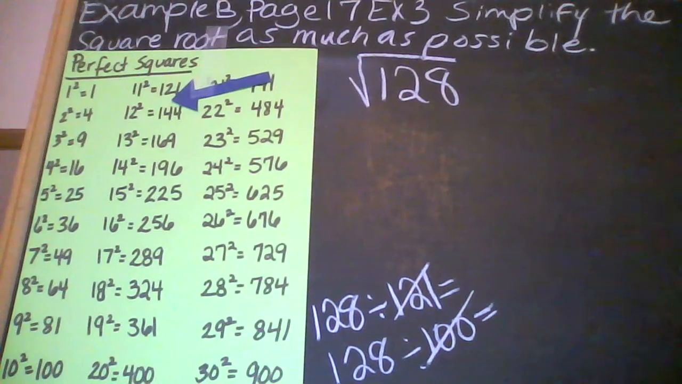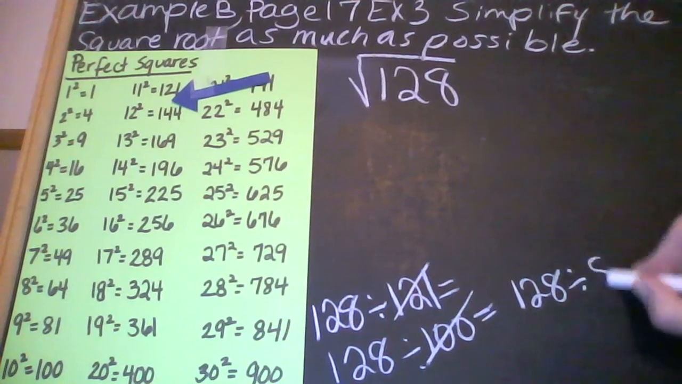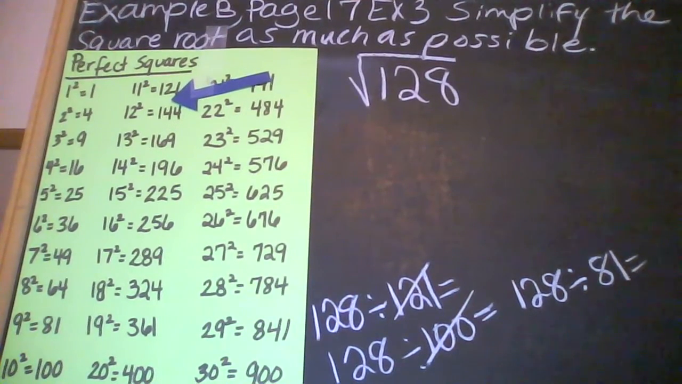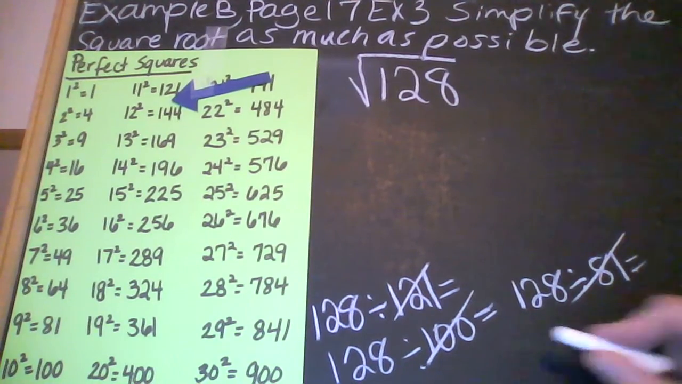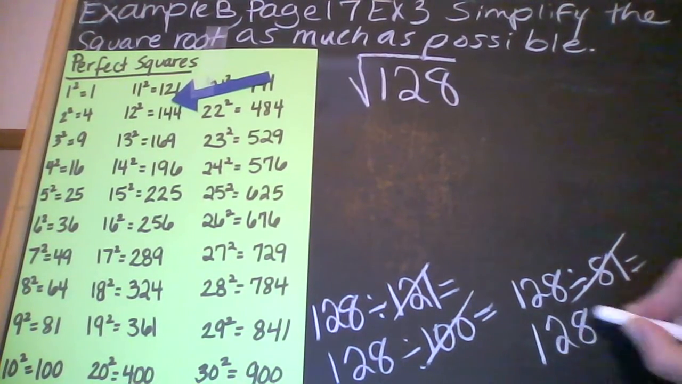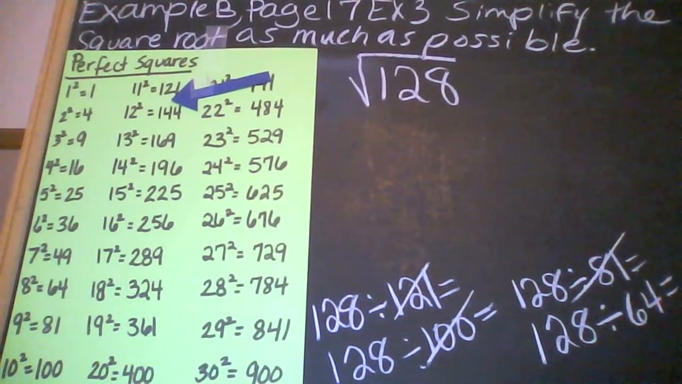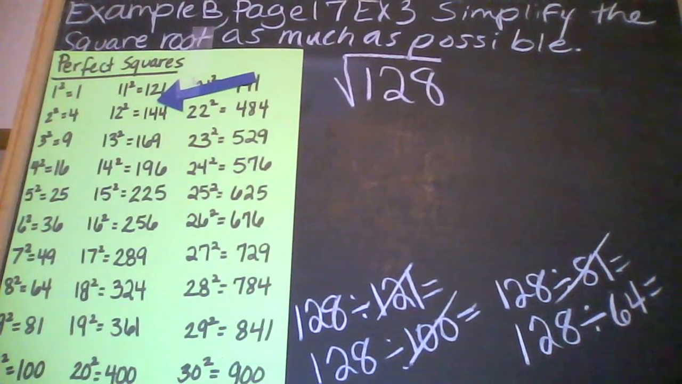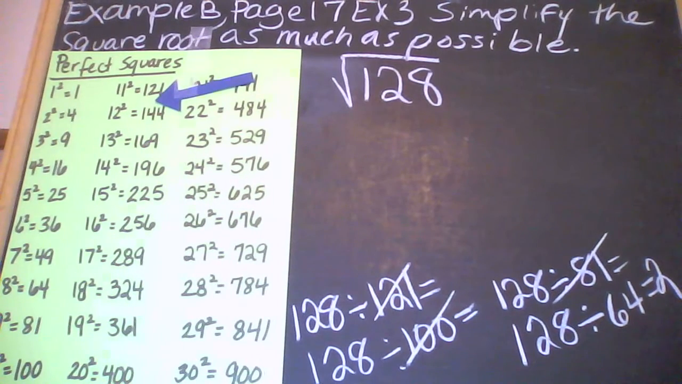We're on to 81. 128 divided by 81. Again, when you do this division, 128 divided by 81, it is not a whole number, so 81 is not a factor of 128. We're on to 64. So do 128 divided by 64. When you do this division, you get 2. So we know that 64 is a factor of 128.